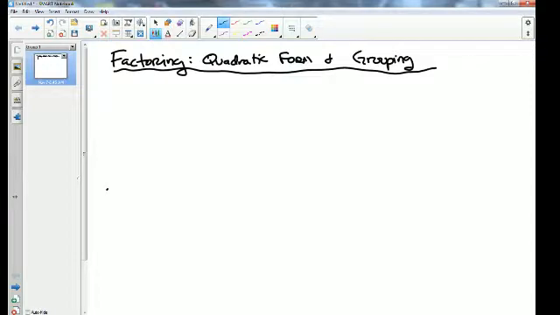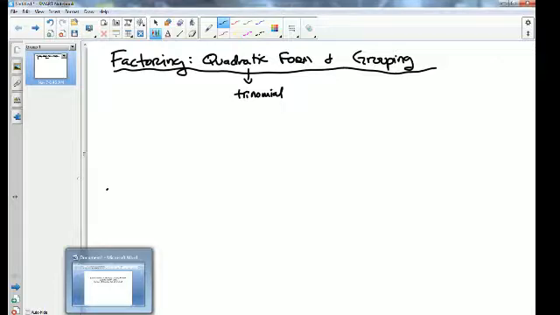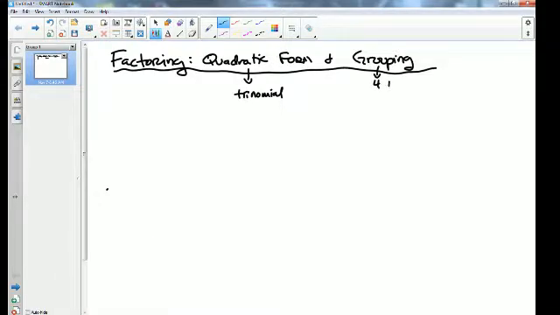All right, factoring. We're going to talk about quadratic form and grouping. We've organized these a couple different ways. Quadratic form applies to trinomials, that's 3 terms. Grouping will apply to 4-term polynomials. So if you like to organize things in that manner, you can do that.